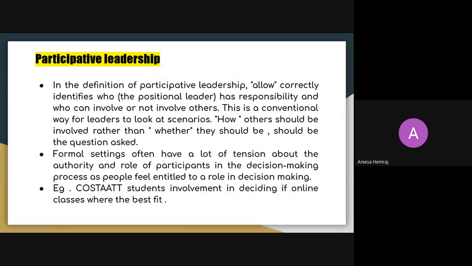In the definition of participative leadership, "allow" correctly identifies who has the responsibility and who can involve or not involve others. This is a conventional way for leaders to look at scenarios. How others should be involved, rather than whether they should be involved, should be the question asked. Formal settings often have a lot of tension about the authority and role of participants in the decision-making process, as people feel entitled to a role in decision-making.